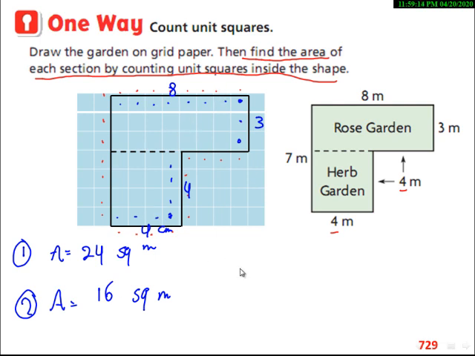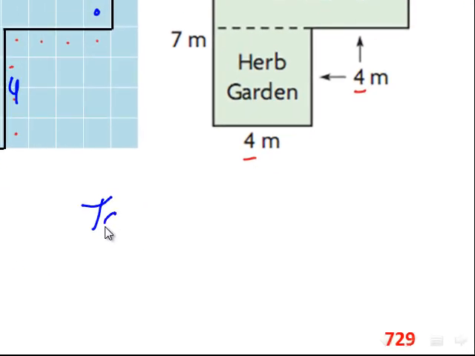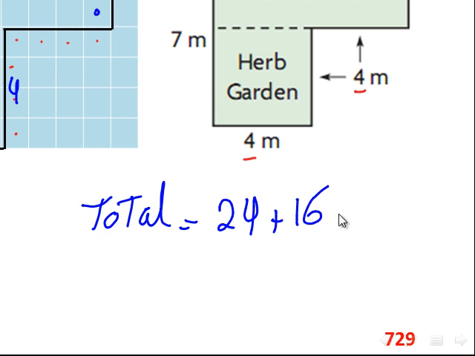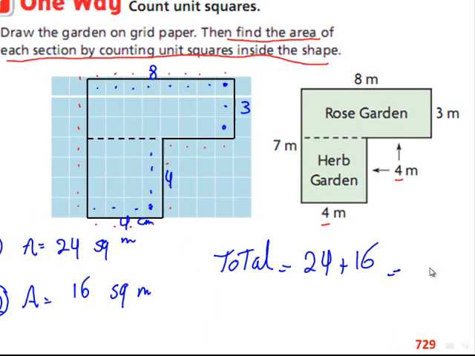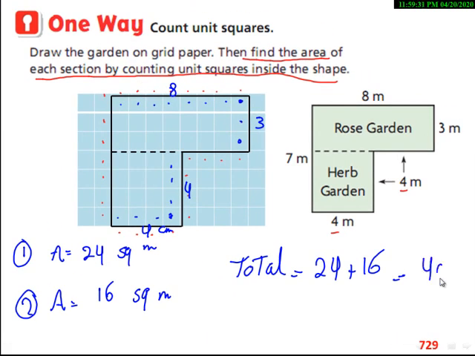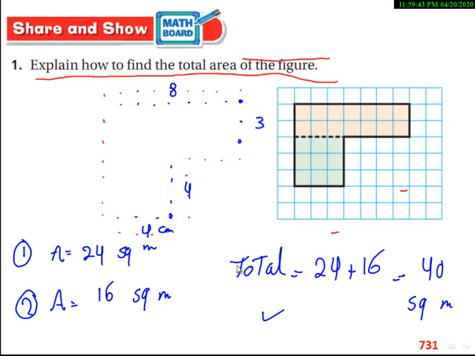So finally you should add them together to get the total area. Total area equals 24 plus 16. Great! 40. 40 square meters. Is it difficult? I think it's easy. Let's do another one.